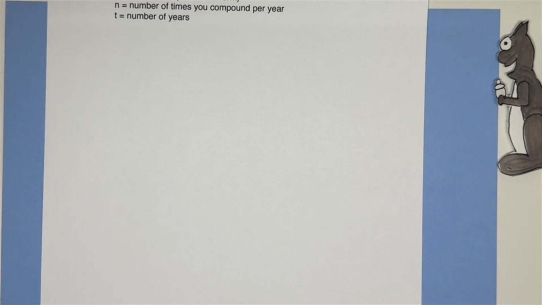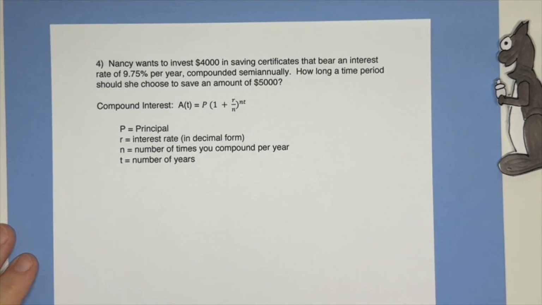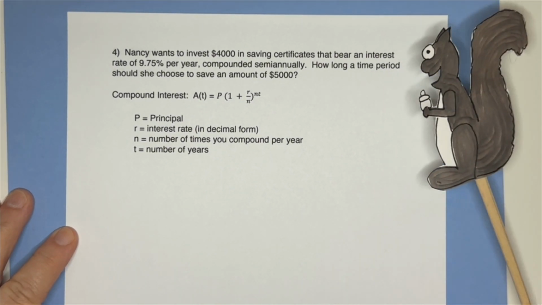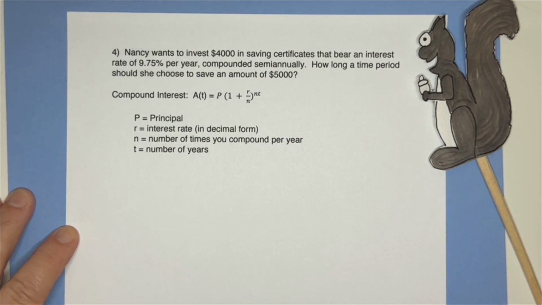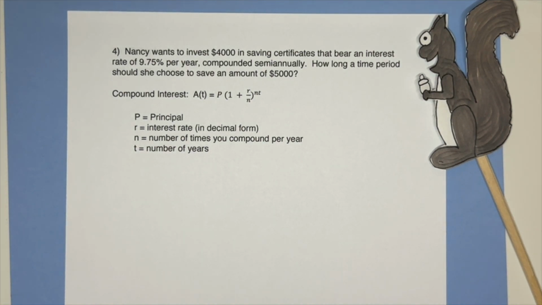Okay, next up, good old Nancy. What does Nancy want to do, huh, squirrel? Now, squirrels know all about saving for the future. They don't always know where to find the nuts they've saved, but they know all about saving. So, Nancy wants to invest $4,000 in savings certificates that bear a whopping interest rate of 9.75% per year. And as I am recording this video, interest rates are nowhere near that high. They are for loans, but not for savings. Savings are significantly lower than that.